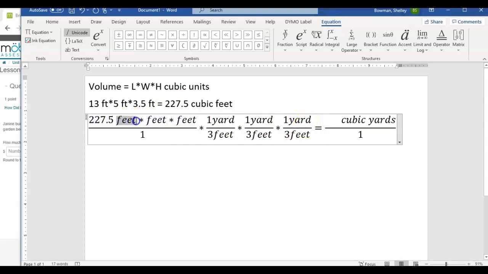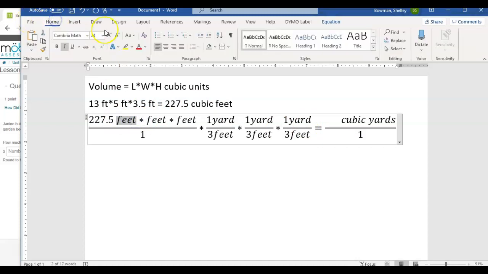So right here, I'm going to show that this foot cancels out with this one, this one cancels out with this one, and this one cancels out with this one. The yards are not canceling out with anything because there's no yard on the bottom. So I end up with yard times yard times yard, which is cubic yards, and that's what I wanted to get to. That was where my roadmap led me. This is what I was looking for.